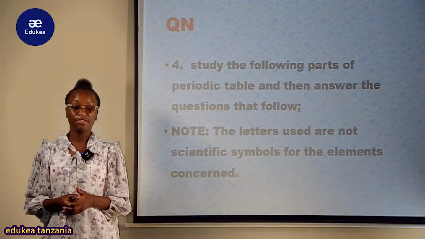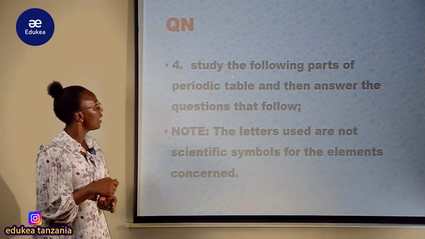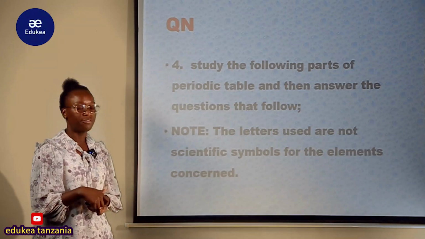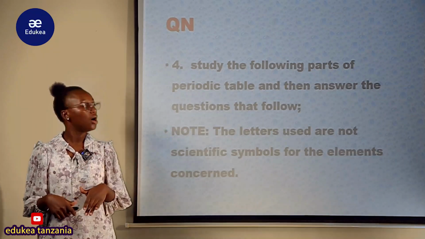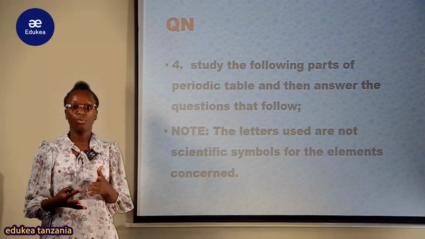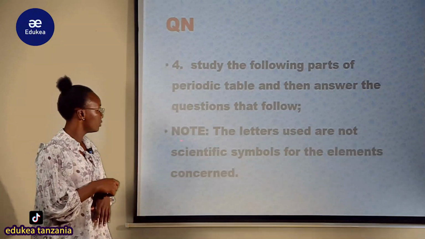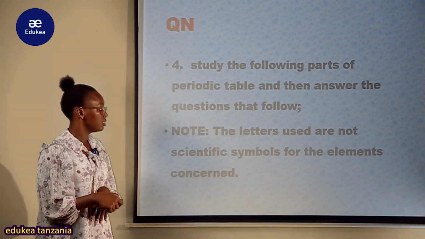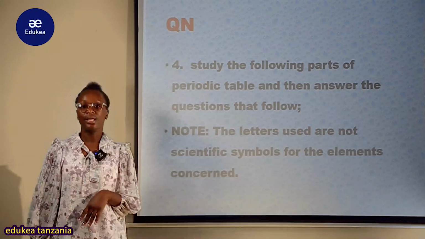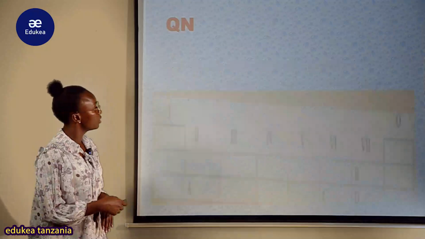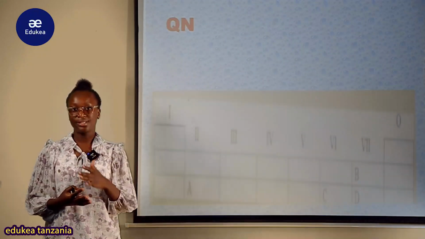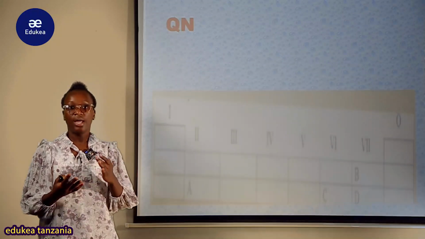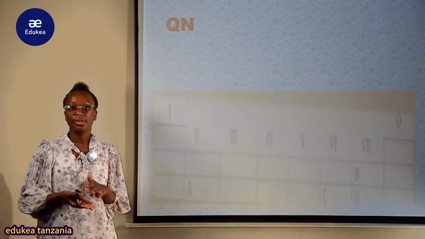But the question number 4 said that study the following part of the periodic table and then answer the question that follow. You are given a periodic table and then umeambiwa ujibu maswali yafuatayo, lakini kuna note hapa ambayo inasema kwamba the letter used are not scientific symbols for the element concerned, kwamba letter ambazo umepewa kwenye periodic table yako sio specific symbols kwa ajili ya scientific kwa ajili ya hiyo certain element, just they tend to represent.